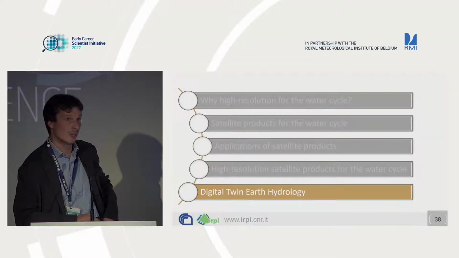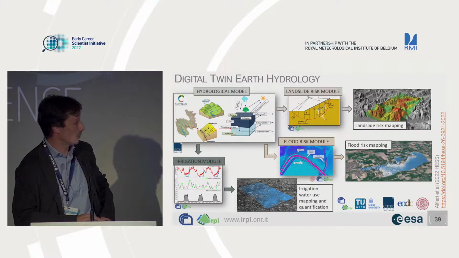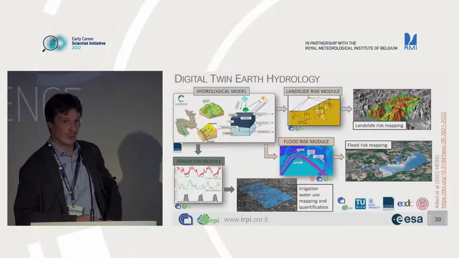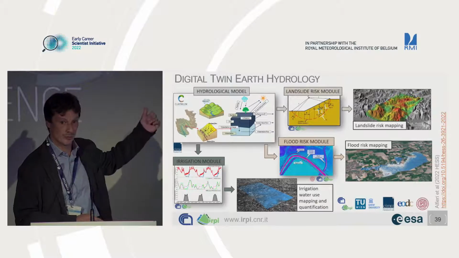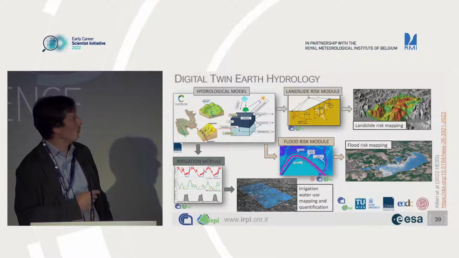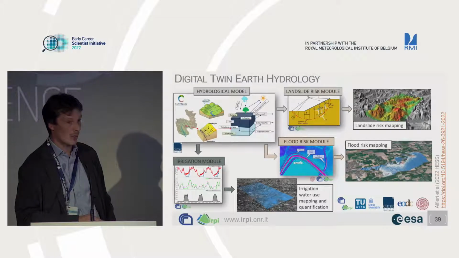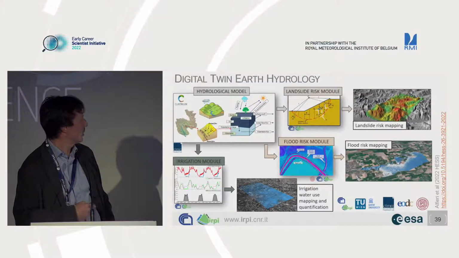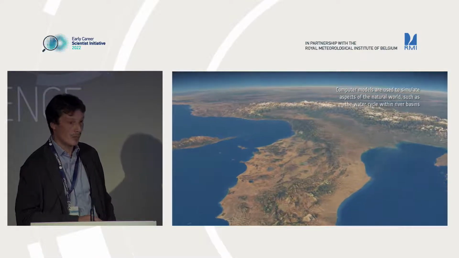And that goes to the last part of the talk. Digital Twin Earth Hydrology is a project that we are running with the European Space Agency, and now we have also an evolution. This is what we have done for the Po River Basin. Basically, at the end, we have integrated the high resolution products that I have shown you before with advanced hydrological modeling. By integrating all of them, we have performed different applications for landslide risk, flood risk, and irrigation. And I have a nice video that was developed by an American company for us.